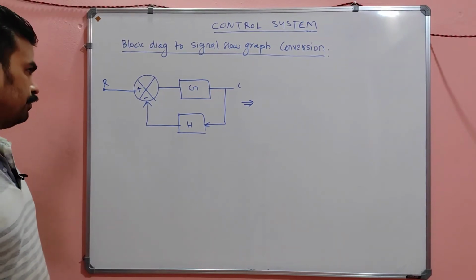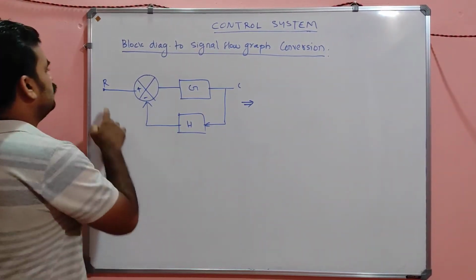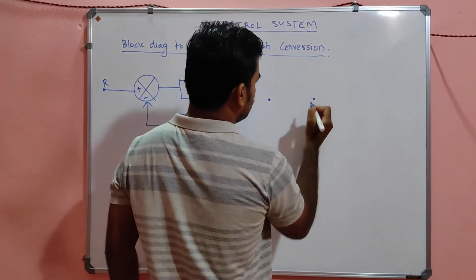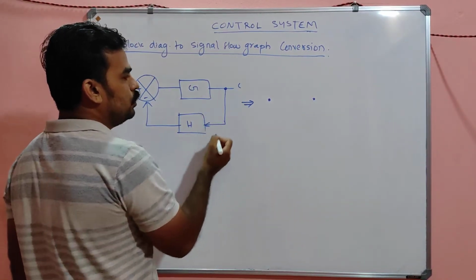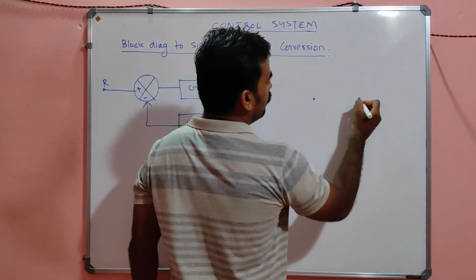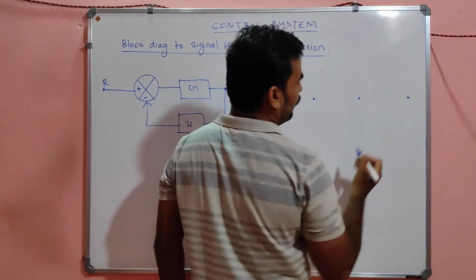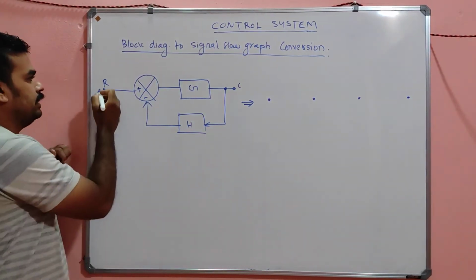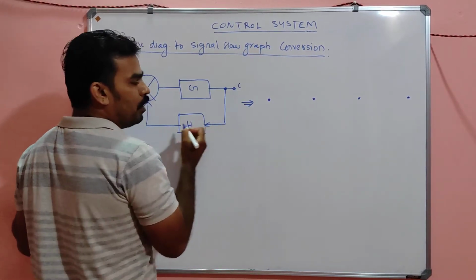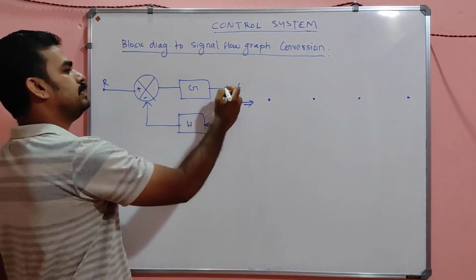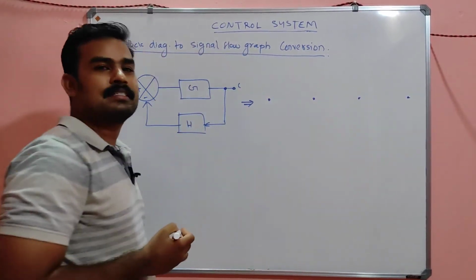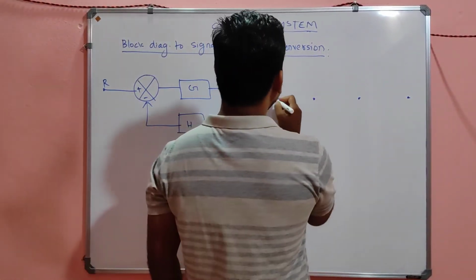So how can we find the signal flow graph? For that, the input is considered as one node. So this is 1. The summing point is considered as another node. So this is 2. The looping point, which is a takeoff point, is considered as another point, because it has certain importance. The output is considered as another point. Okay, join it.